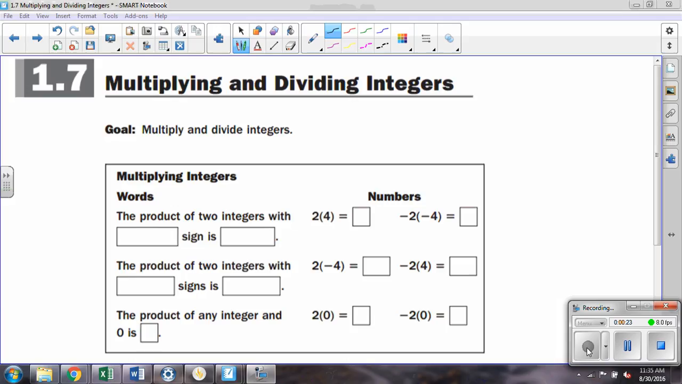If we multiply integers with the same sign, so we have a positive multiplied by a positive, or a negative multiplied by a negative, if the signs are the same when you multiply two, your answer will be a positive result. So 2 times 4 is 8, and negative 2 times negative 4 is also positive 8.